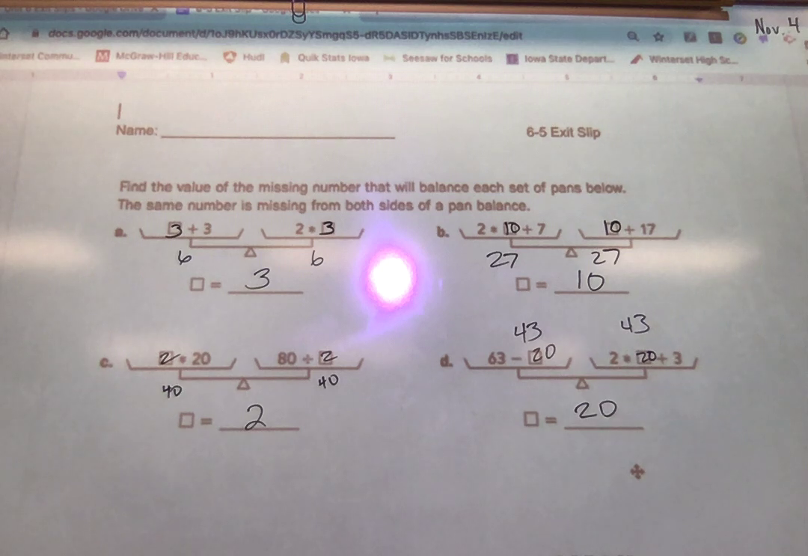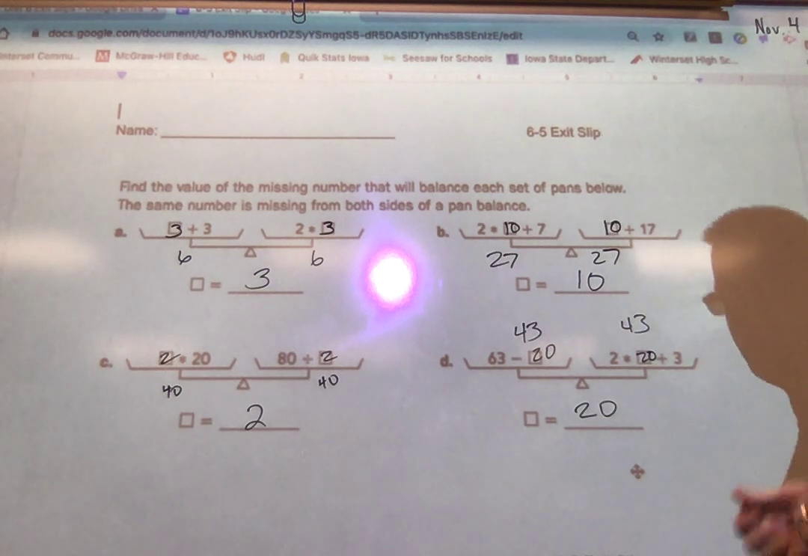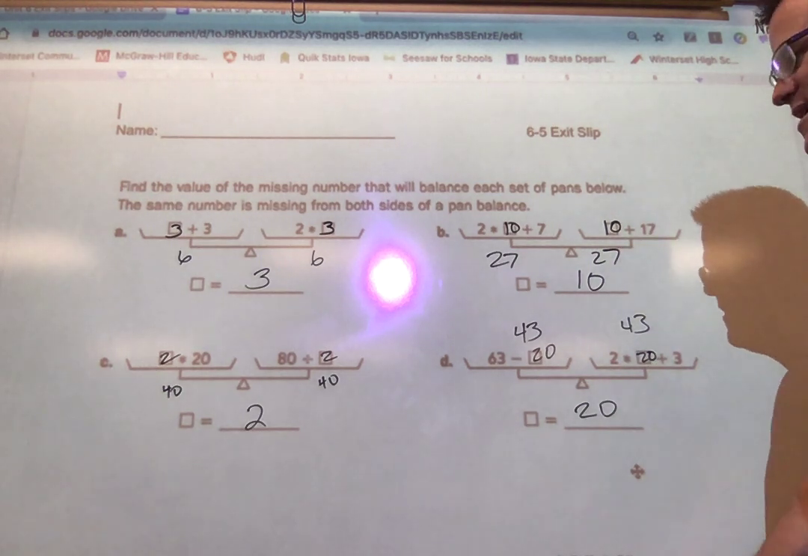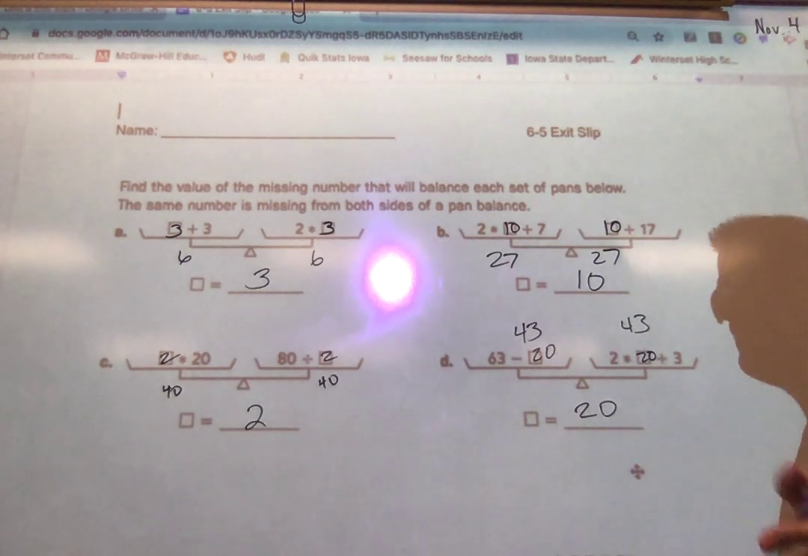All right, so again, a little trial and error involved there, using our understanding of math structures and how math works, and I can get these to balance out and work on that algebraic thinking.